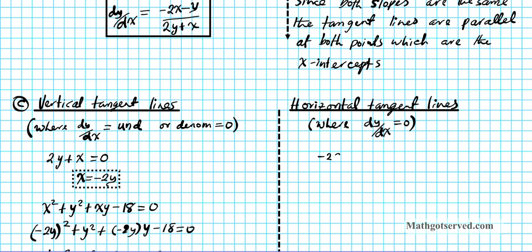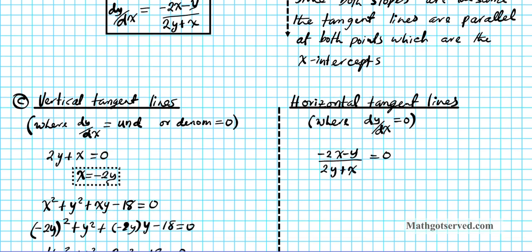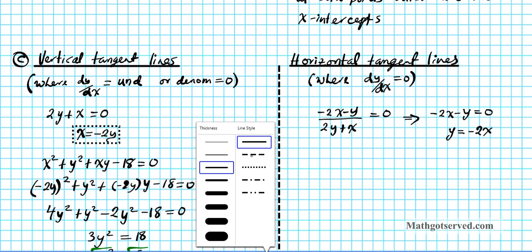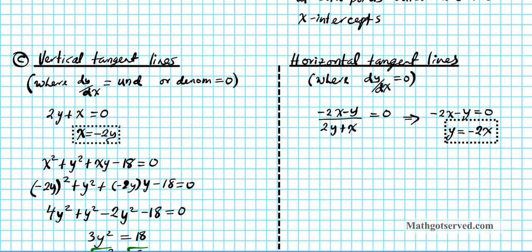So we're going to have negative 2x minus y over 2y plus x equals 0. Okay? So what we'll do next, we'll just cross multiply. That's going to yield negative 2x minus y equals 0. Let's see, I want to get y by itself. If I add y to both sides, I'll end up with y equals negative 2x. So this is the equation that shows the relationship between x and y at every point where we have horizontal tangent lines.